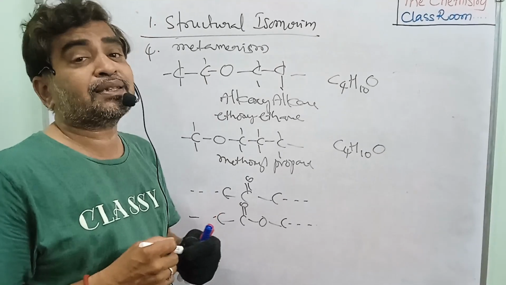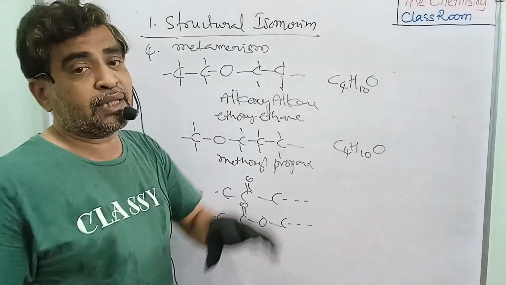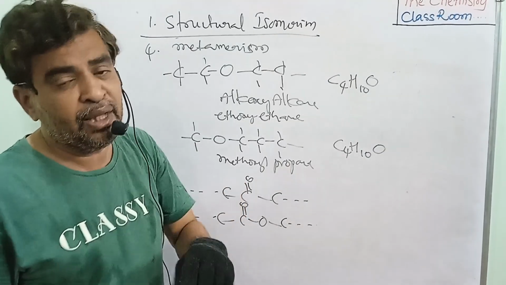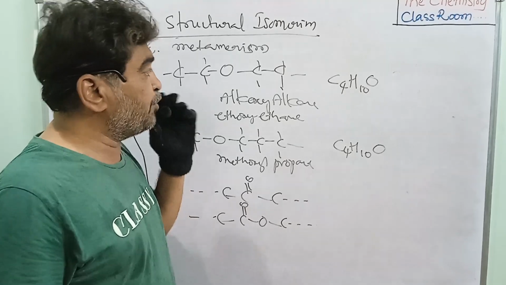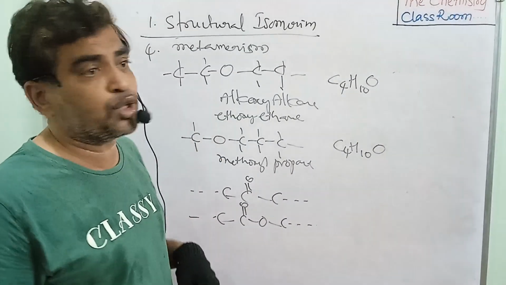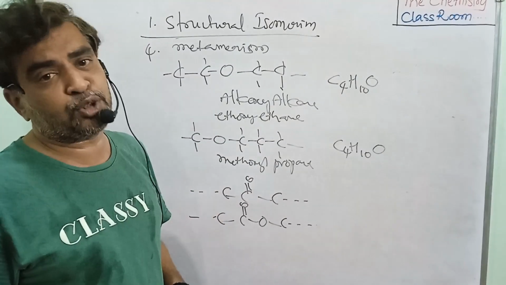These 4 are called structural isomerism. Why? Because they differ in the structure only. They differ in the chain, in the position, in the functional group, and in the side chains of the functional group. So they are called structural isomerism. That is our first isomerism.